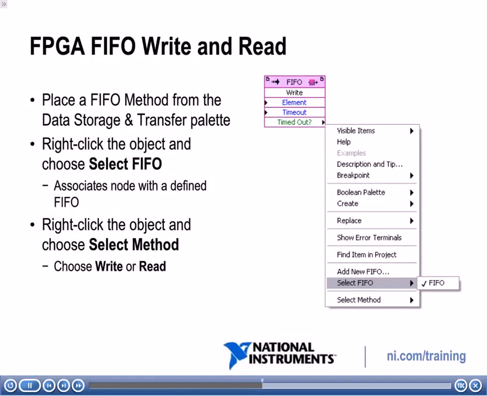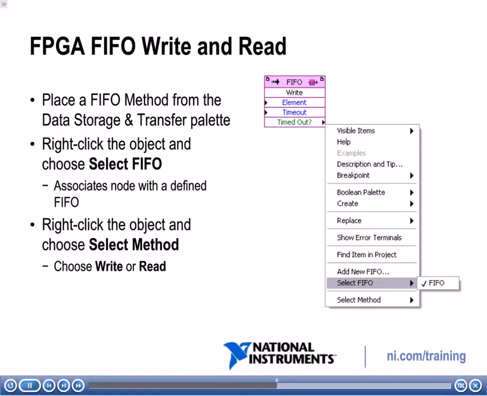Okay, so now let's talk about how to write and read from your FIFOs on your block diagram. What you would do is place a FIFO method from your functions palette onto the block diagram. From there, you could right-click it, go to Select FIFO, and then select the FIFO that you've already defined, that you want to associate that write and read with.